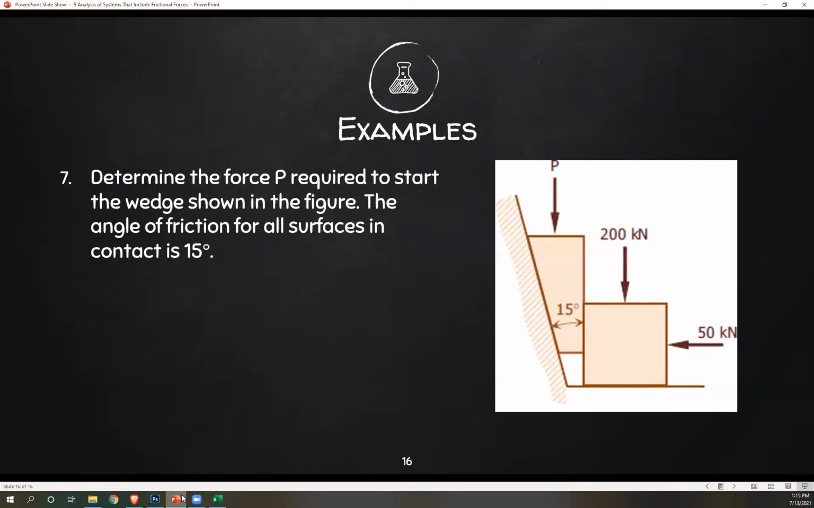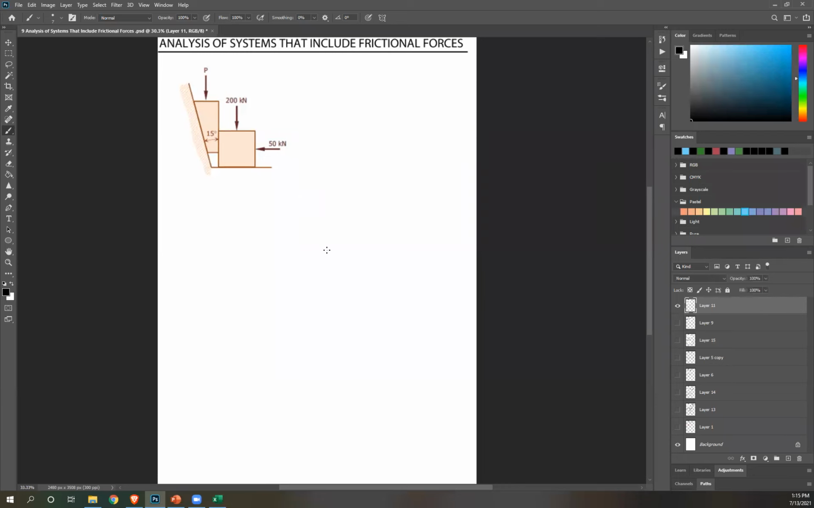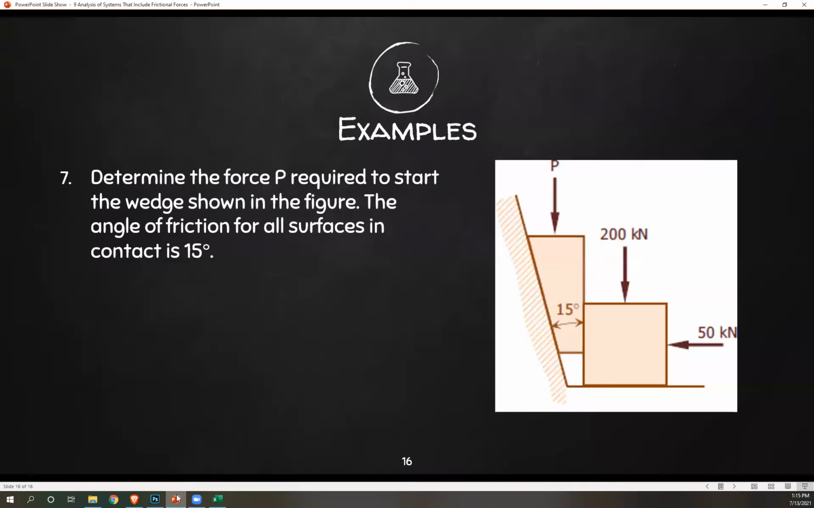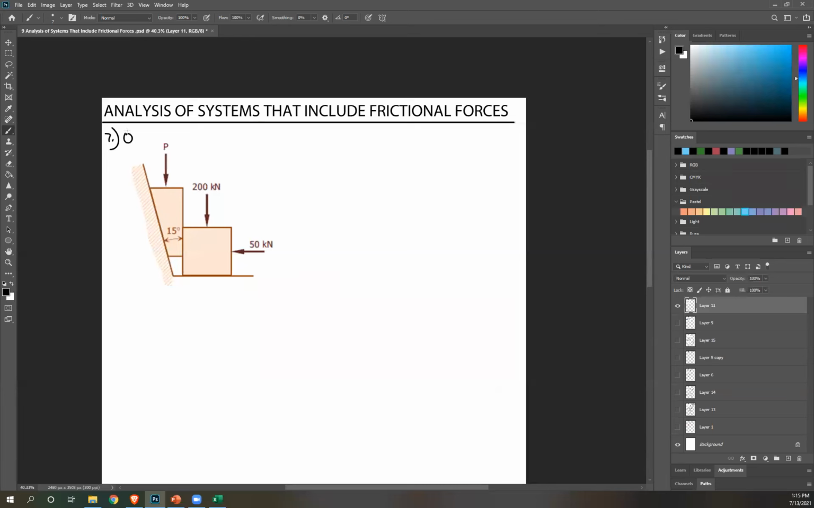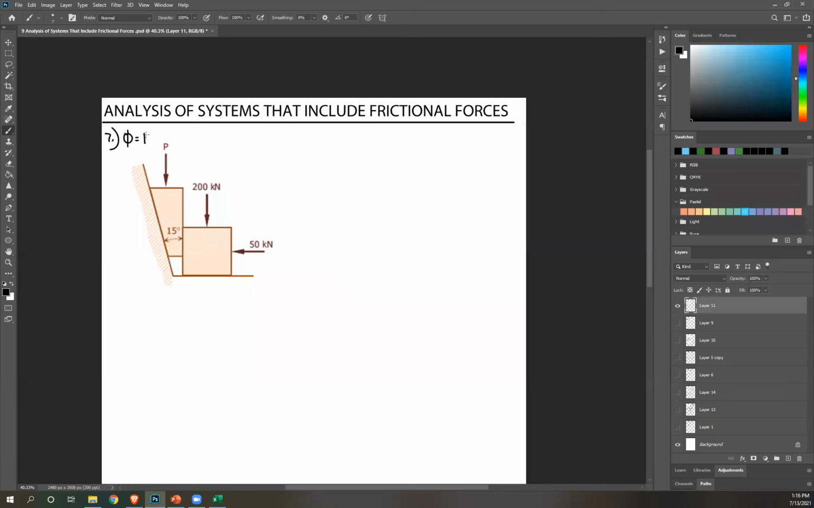Determine the force P required to start the wedge shown in the figure. The angle of friction for all surfaces is 15 degrees. Okay, so I'm going to answer this on my own. This is a new topic, wedge. So just listen. The question is, what force P should I have to move this? Obviously, this is going to move to the right. And we're given the angle of friction, and that is 15 degrees.